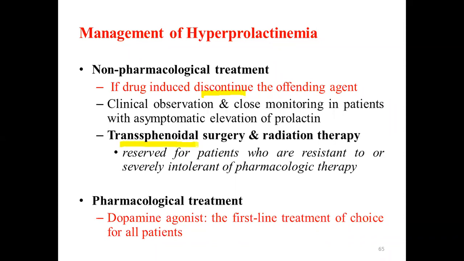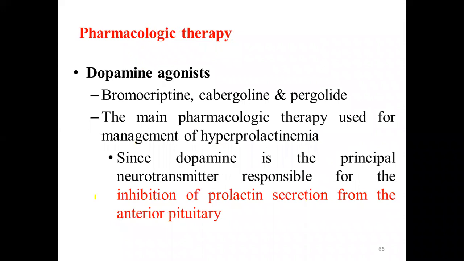Then transsphenoidal surgery and radiation therapy, which you have seen previously when we were discussing acromegaly. This is mostly reserved for severely intolerant patients, like if a patient is resistant to pharmacological modalities, that is when we consider surgery and radiation therapy. But in short, in terms of pharmacological treatment, dopamine agonists are the front line for all types of patients when the prolactin level is elevated. So dopamine agonist is the front line in the management.